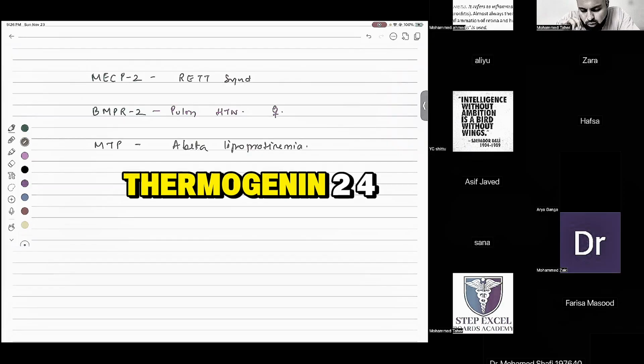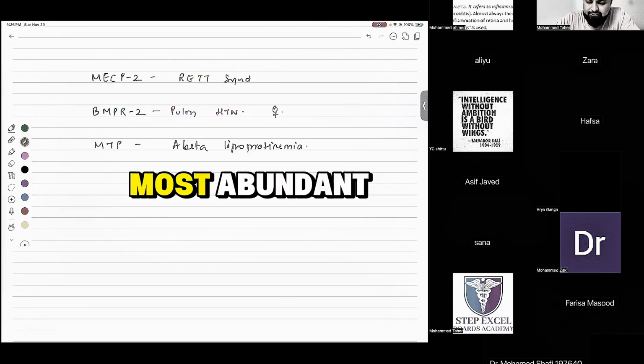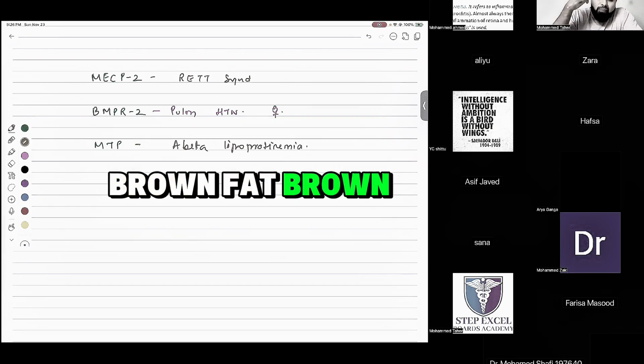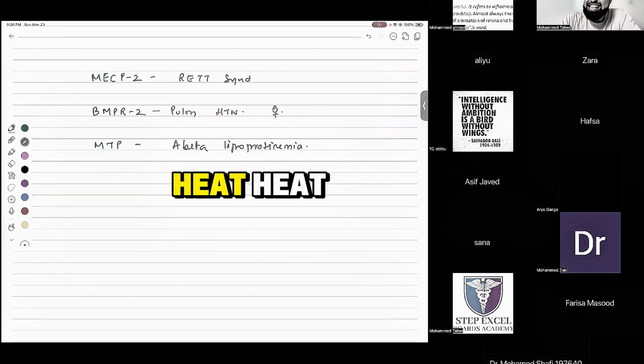What are the uncouplers? Thermogenin, 2,4-dinitrophenol. But thermogenin, where is it present? Most abundant in brown fat. What is the function? Producing heat.